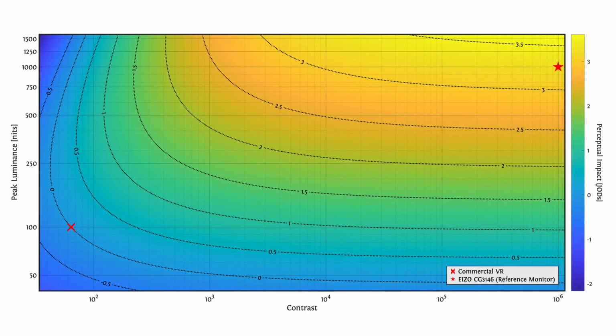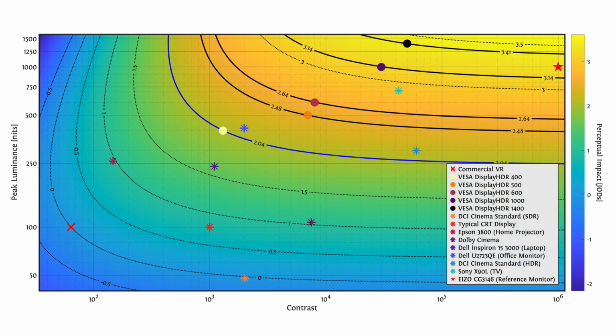Our model can be used to predict the quality of a display given its peak luminance and contrast. Here we show a heat map of predicted JOD scores with iso-JOD contours plotted at 0.5 JOD steps. We can predict quality scores for popular commercial home theater, laptop, and television displays, as well as a variety of industry standards.